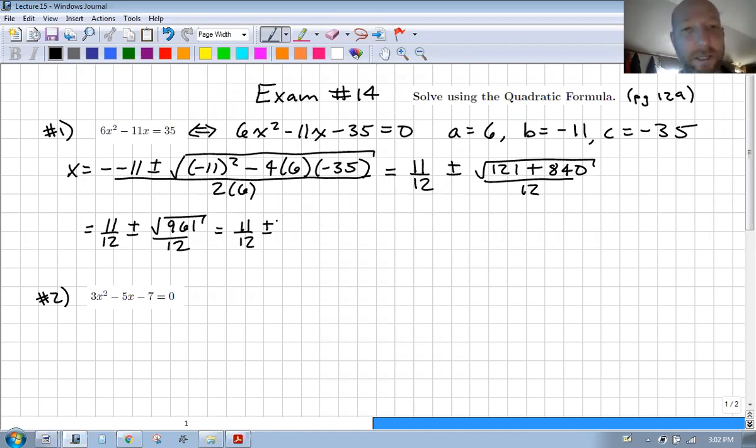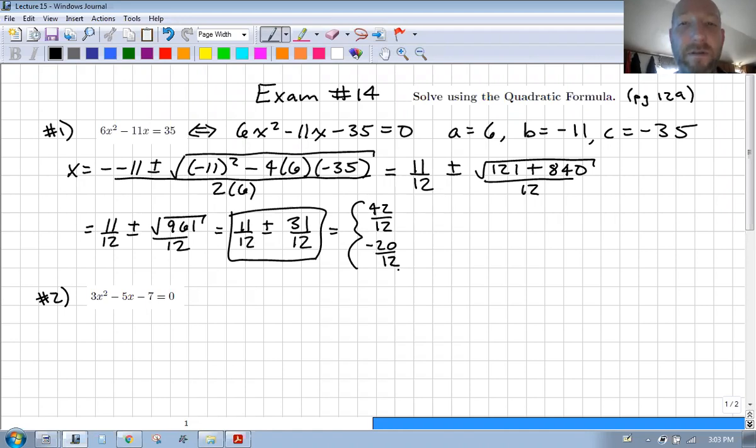And I'm going to check the square root of 961 here, see if it's a whole number. And it is, it's 31. So since these are both in 12ths, I could put a box around the answer here, but since they're both in 12ths, we can go ahead and easily write out the two separate answers here. We have 42 twelfths and negative 20 twelfths.